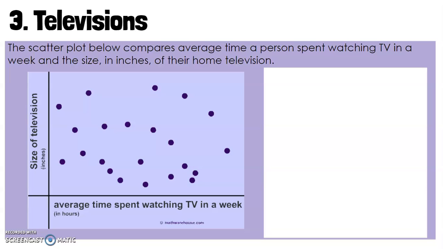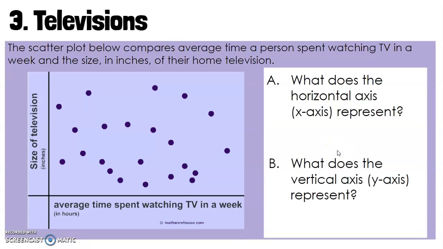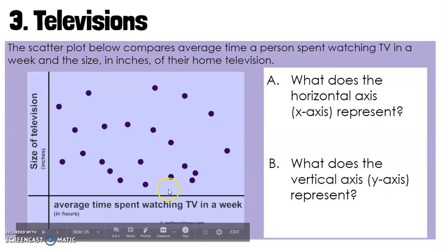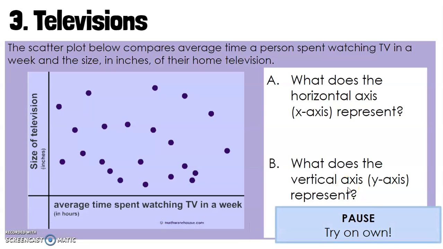Let's move on to number 3. So in this third real life scenario, we're talking about televisions. The scatter plot below compares the average time a person spent watching TV in a week and the size in inches of their home television. Okay, so let's answer the first 2 questions on our own first. What does the x-axis represent? What does the y-axis represent? This is the third time we're doing this, so take a look at this new scatter plot. Pause and answer those 2 questions on your own first.